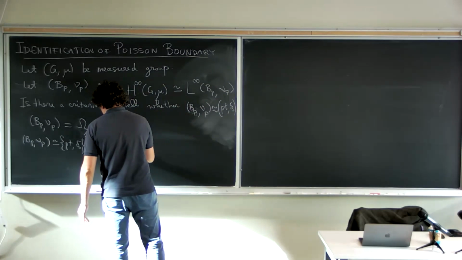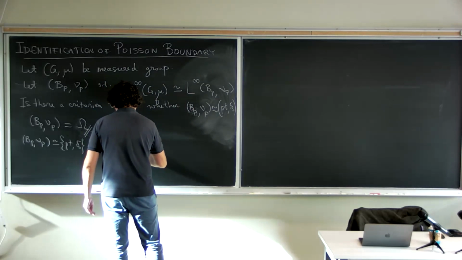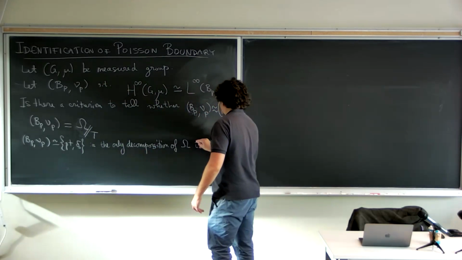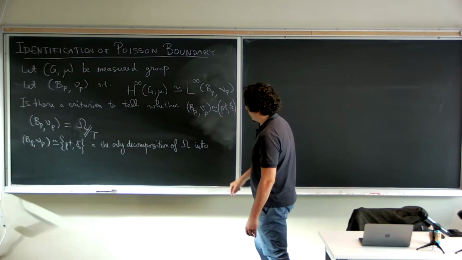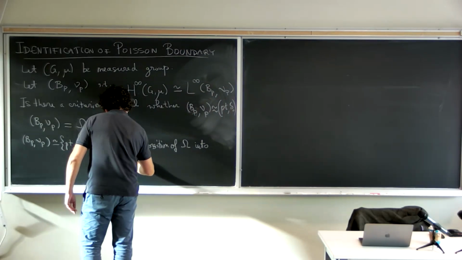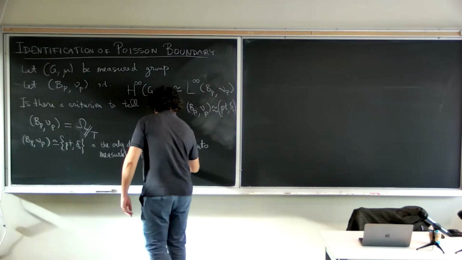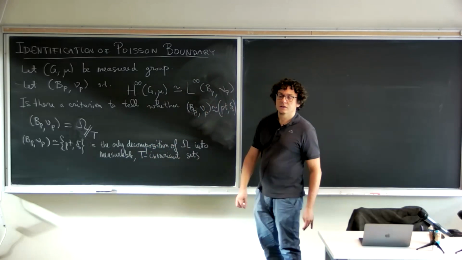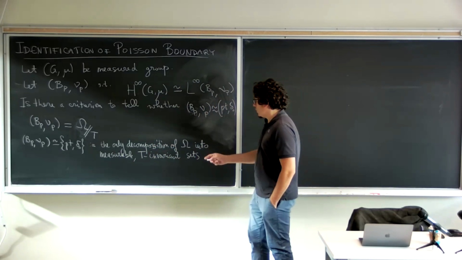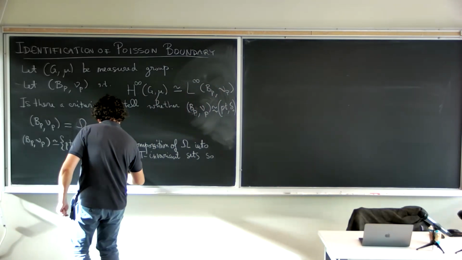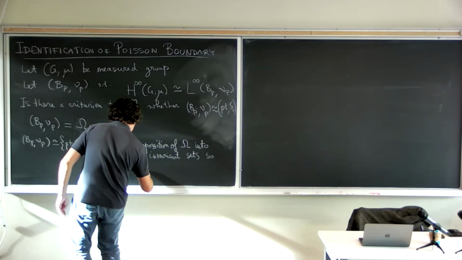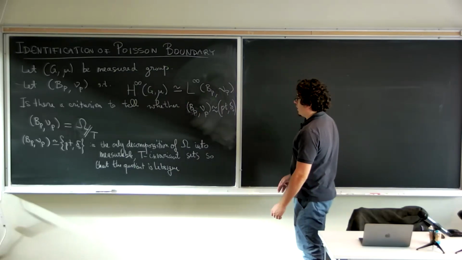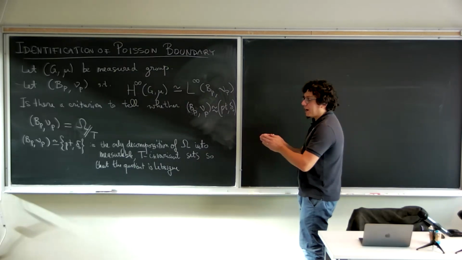So it means that the only decomposition, when you try to write omega into measurable and T invariant sets, such that the quotient is a Lebesgue space, basically the only way is the trivial decomposition. So basically, is to assign full measure to one class.